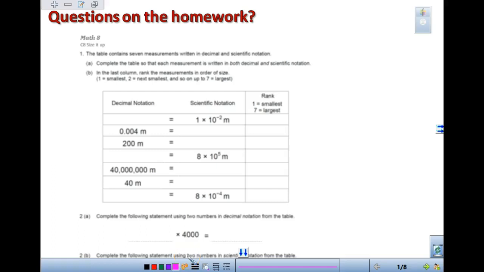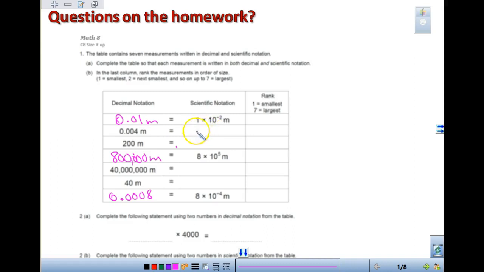Up here, the first one, if I am looking at your answers, I should have had 0.01 meters. So make sure your answers are filled in. You should have had 800,000 meters. And down here you should have 3 zeros and an 8.